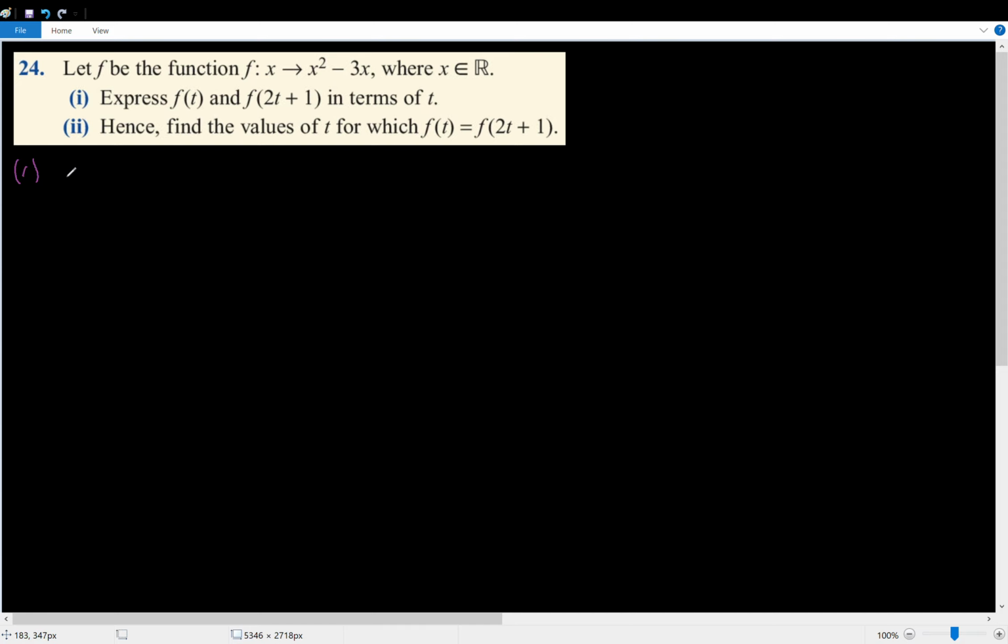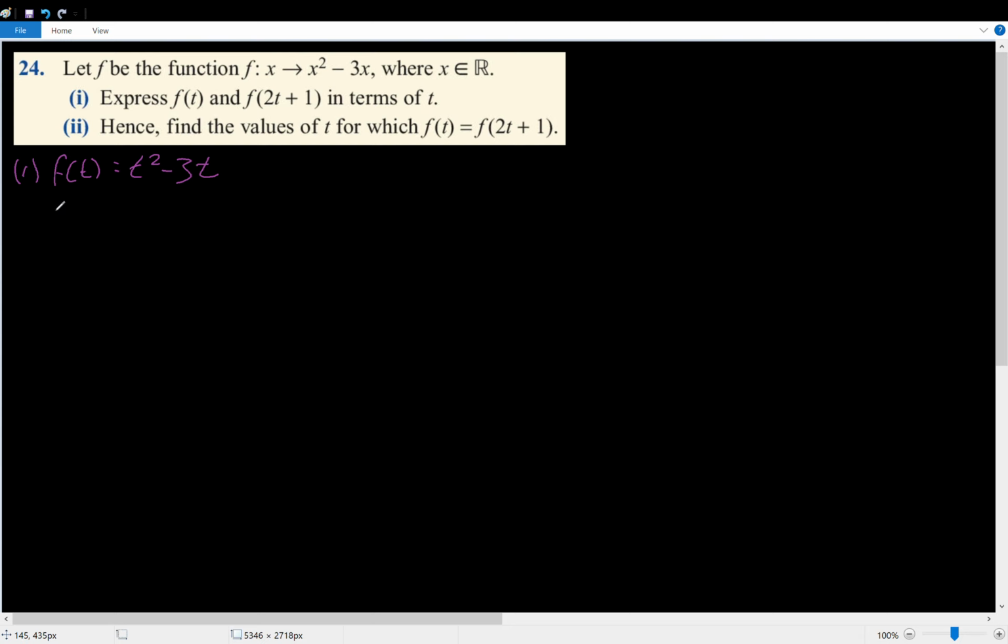So part 1, we'll start off with the f of t. Now what that is, is what we get when we put t into the function in place of x. So into this function in place of x, we're just going to get t squared minus 3t. And that's the f of t.